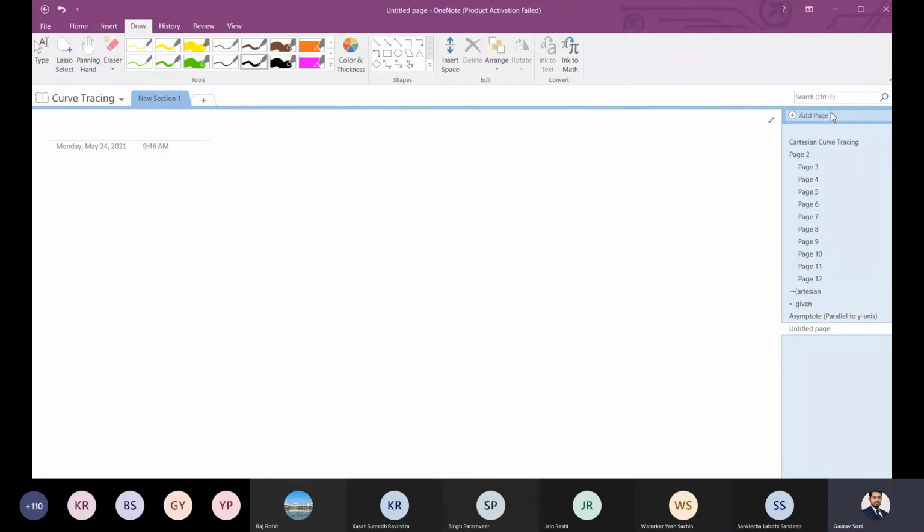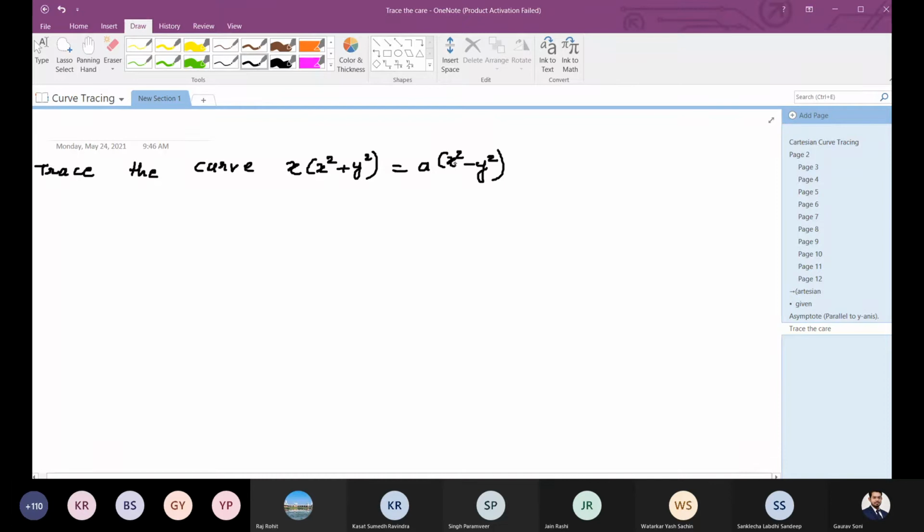So next example. Trace the curve x into x square plus y square is equal to a into x square minus y square. Symmetry: about x-axis.